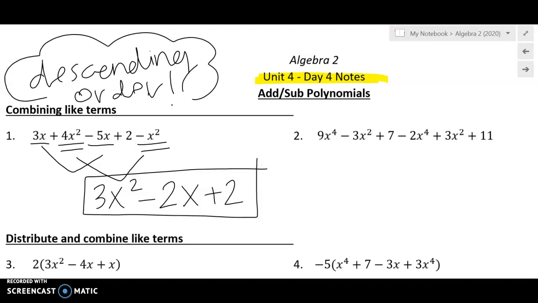We always write things like that. It just looks more professional. Okay, this next one just has a lot more terms. Let's look through this.